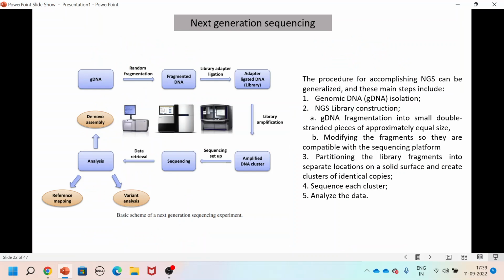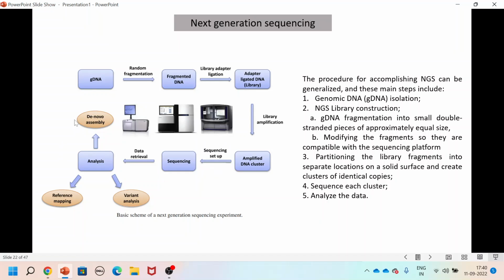After this there is an era of next generation sequencing, also known as second generation sequencing. The procedure for the next generation sequencing, or NGS, is this. This is the basic scheme representing the next generation sequencing.